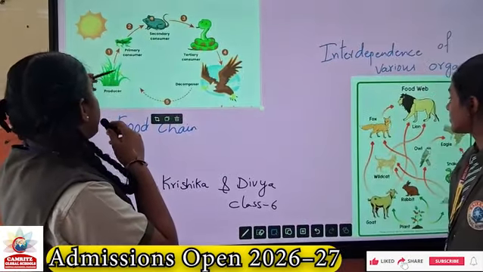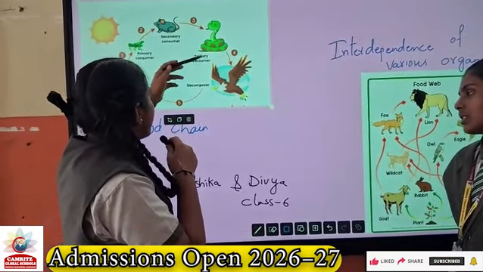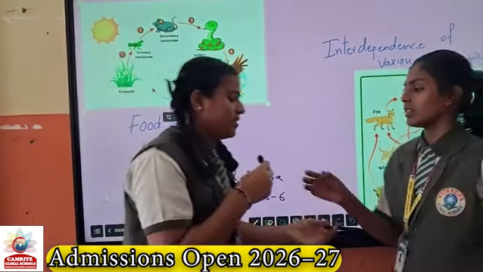Today we are going to talk about food webs. Grass is eaten by grasshopper, grasshopper is eaten by rat, rat is eaten by snake, snake is eaten by eagle.